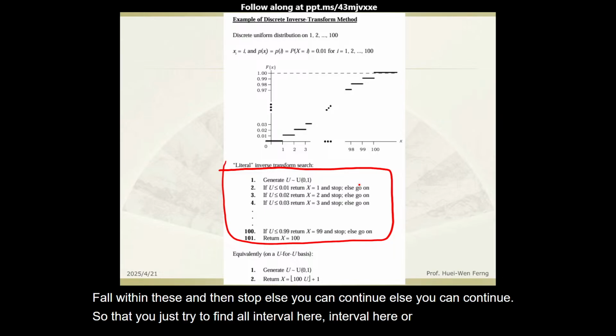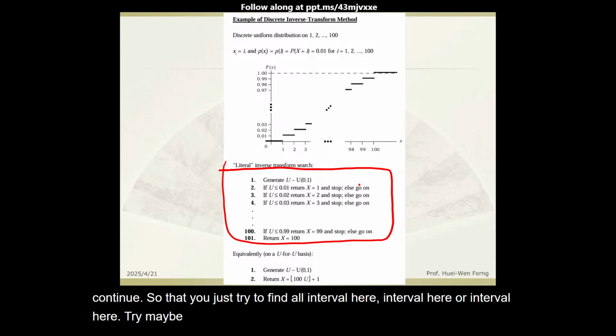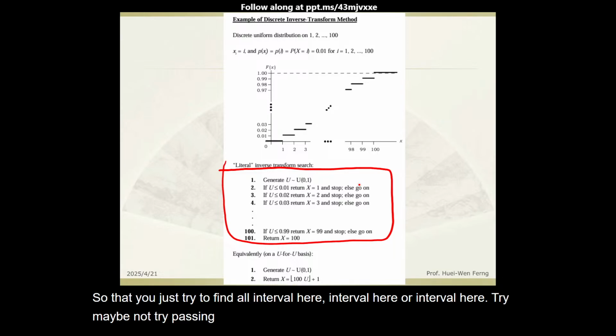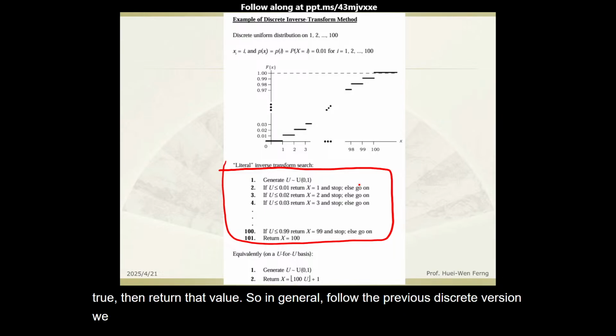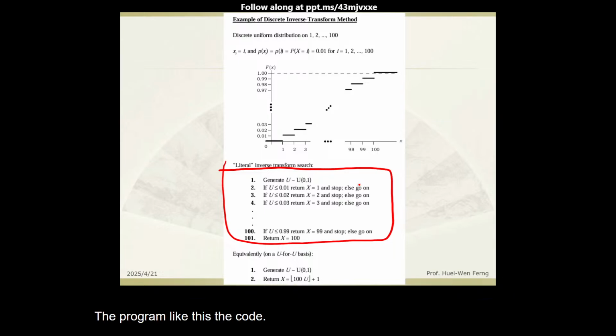Testing all possible intervals. If it's true, then return that value. In general, follow the previous discrete version. We should have the program like this, the code like this. However, we try to have the simplified version.